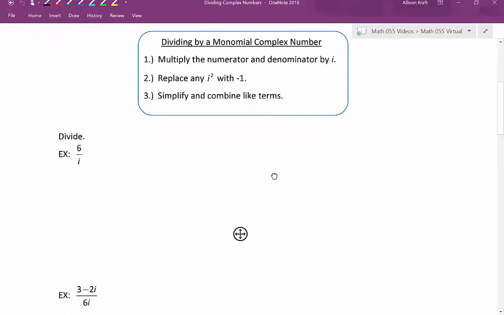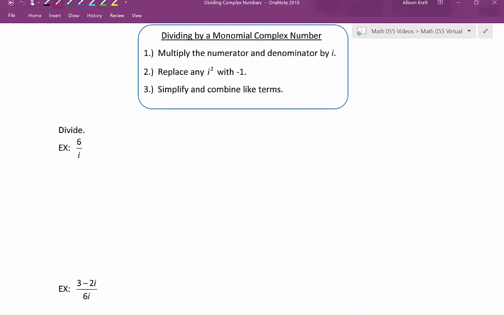Let's start by dividing 6 by i. We want to eliminate this i in the denominator, so we multiply the numerator and the denominator by i. Multiplying straight across, we get 6i in the numerator and i squared in the denominator. You want to replace any i squareds with -1. So this becomes 6i divided by -1, and 6i divided by -1 leaves us with -6i.